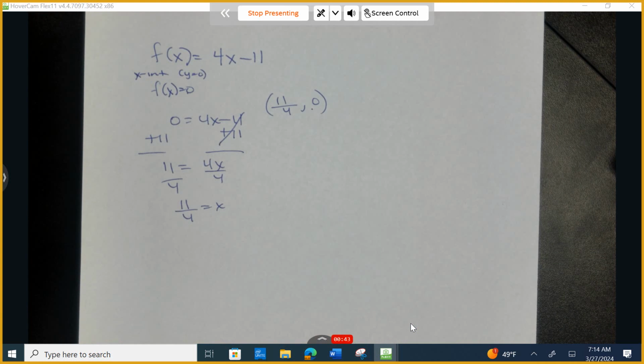Can I have a thumbs up or a thumbs down if this is how you learned how to find the x-intercepts? Thumbs up or thumbs down?